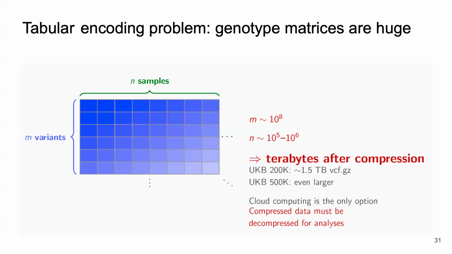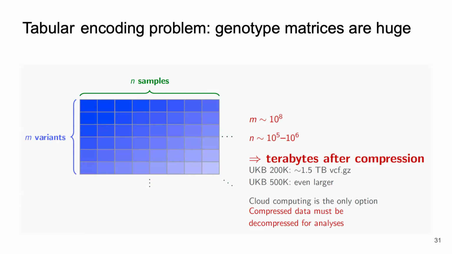For the 200,000-sample UK Biobank whole genome sequencing data, the size of the VCF, even after gzip compression, is approximately 1.5 terabytes on hard drive. And this is only on hard drive, because when we analyze this VCF, the data has to be decompressed in memory, and then it will be even larger. Because of that, this data is only accessed through the cloud computing option, and it's very expensive to analyze this kind of data.